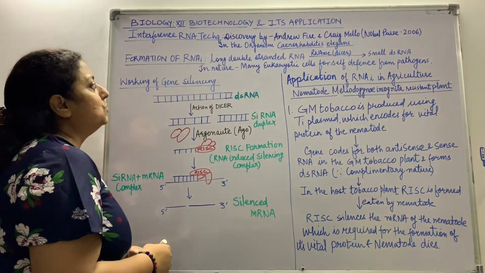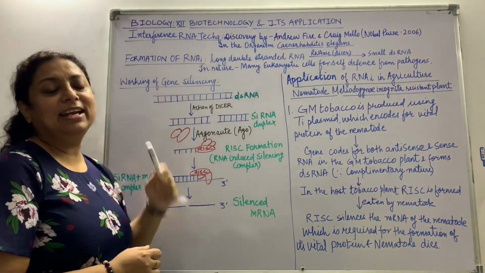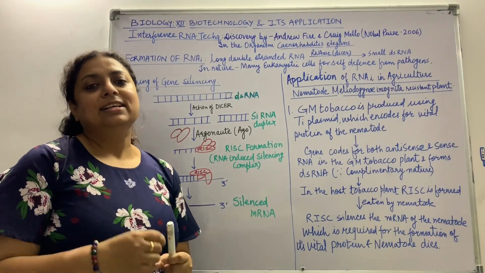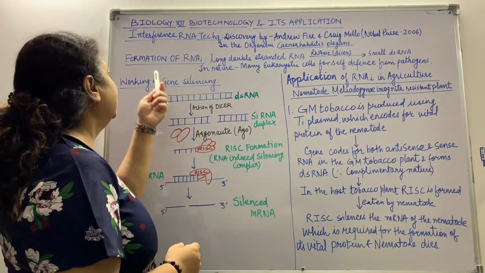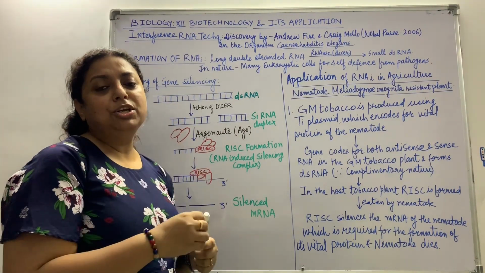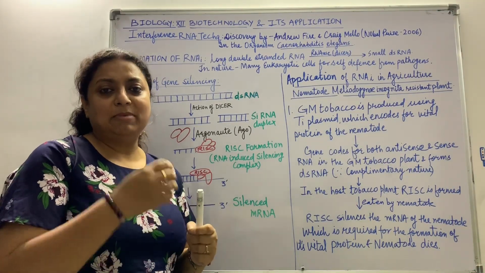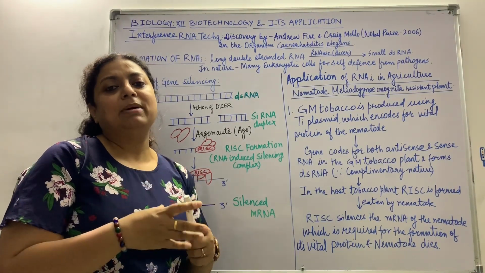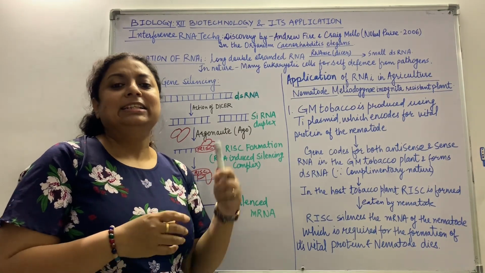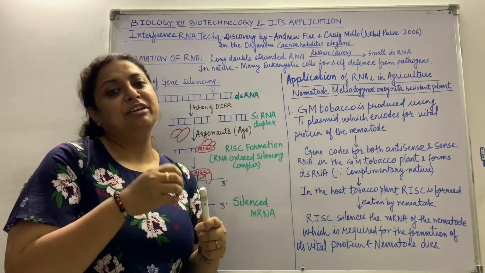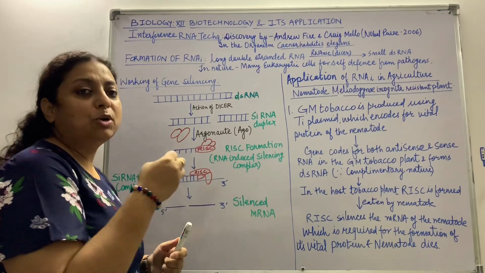So we have used a technique which is known as RNAi, that is RNA silencing basically, and using this technique we are able to make the GMO. We have made a GMO tobacco, that is GM tobacco, where now this particular helminth cannot infect the tobacco plant. So what is the process behind this?